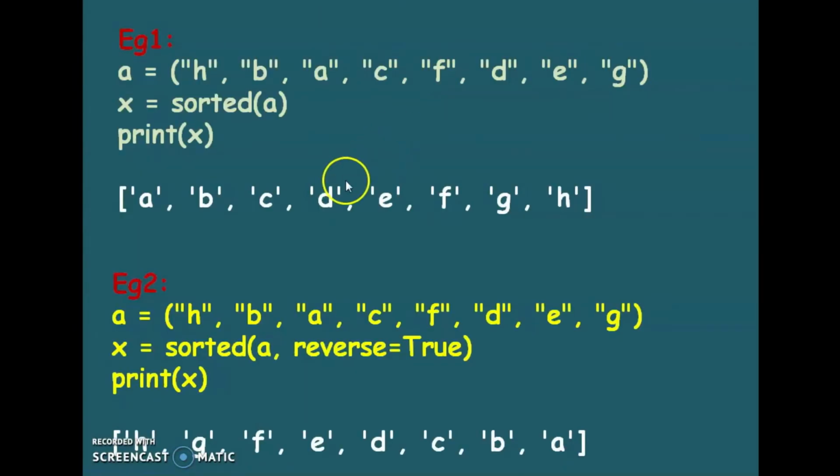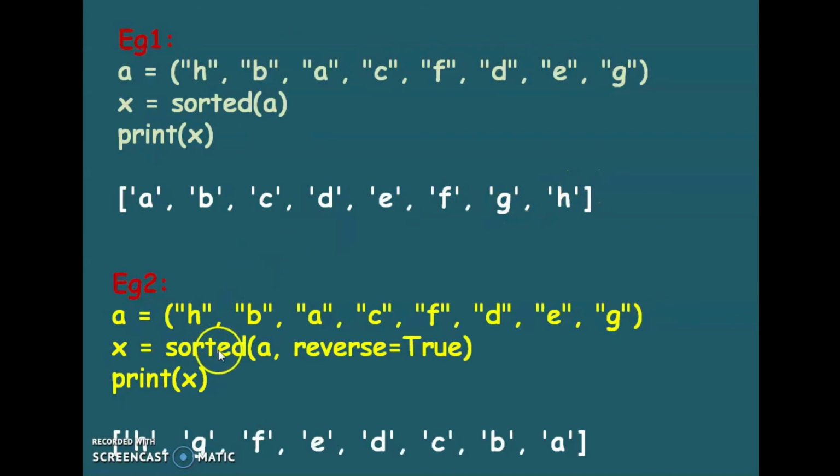Okay. Then, example 1. A is equal to H, B, A, C, F, D, E, G. X is equal to sorted A. Print X. We will get the answer in ascending order: A, B, C, D, E, F, G, H.